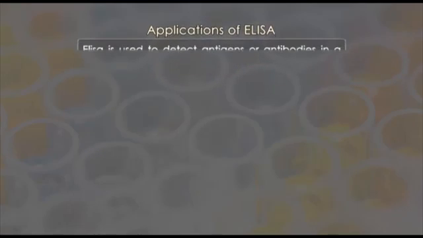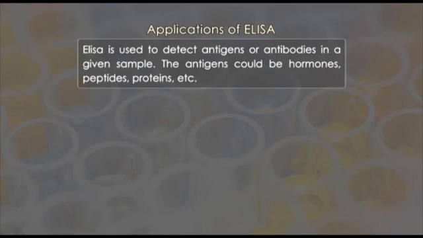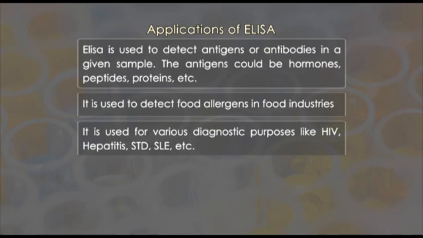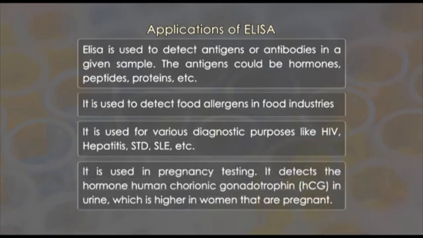Application of ELISA. ELISA is used to detect antigens or antibodies in a given sample. The antigens could be hormones, peptides, proteins, etc. It is used to detect food allergens in food industries. It is used for various diagnostic purposes like HIV, hepatitis, STD, SLE, etc. It is used in pregnancy testing. It detects the hormone human chorionic gonadotropin or HCG in urine, which is higher in women that are pregnant.